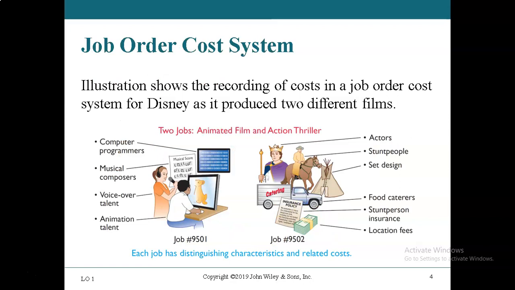What about if you have products that are different each time? In this example, you're making a movie. Every movie is different, so every movie is going to need different actors. Every movie is going to need a different number of people producing the film. Every film might be a different length. So in this case, you would want to use job order costing. You can see at the bottom of the slide, it says each job has distinguishing characteristics and related costs.